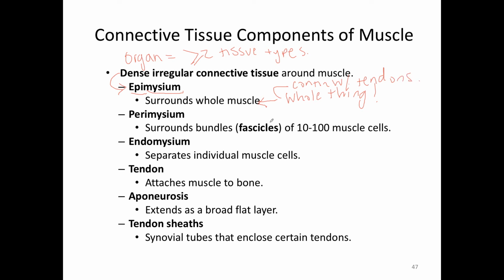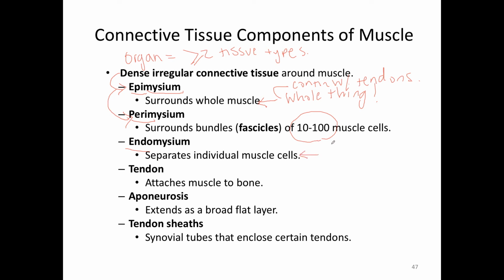Remember that muscles are bundled into fascicles, so they are subdivided, and a fascicle is a collection of between 10 and 100 muscle cells. So the perimysium is the dense irregular connective tissue that surrounds the fascicles. You also have a connective tissue barrier between your adjacent muscle cells. So individual muscle fibers are divided from each other by a layer called the endomysium. So endo means inside of muscle, peri means around muscle. So endomysium separates individual muscle cells.